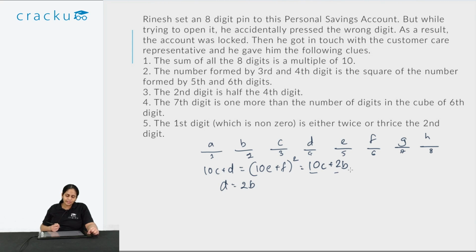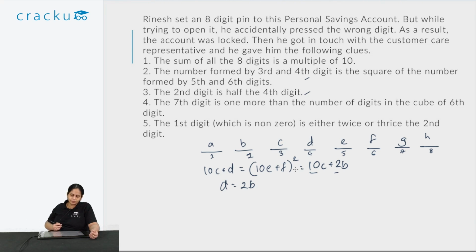The 7th digit is 1 more than the number of digits in the cube of the 6th digit. And the first digit, which is non-zero, is either twice or thrice the second digit. Okay. Let me actually figure this out, because these two conditions together kind of limit the number of values that CD and EF can take. So I have to figure out how many squares of even numbers there are which are less than that.